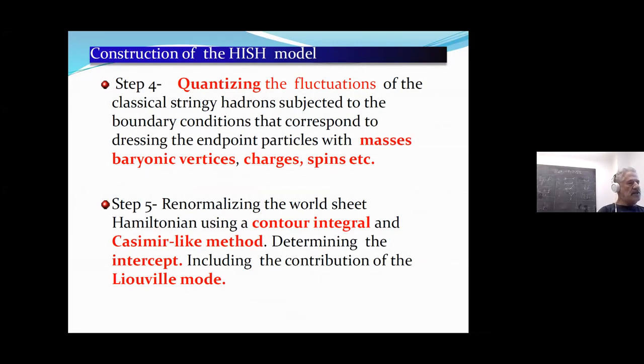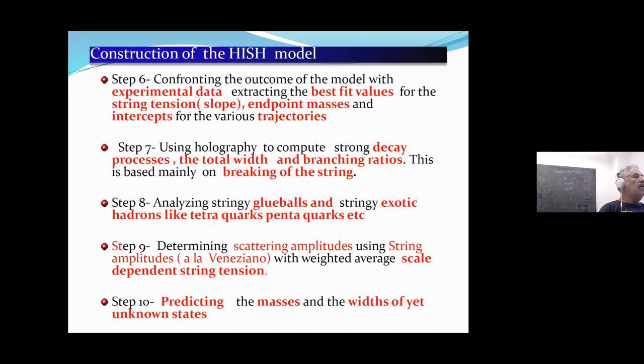Then step 5 is to perform a normalization of the worldsheet Hamiltonian, and this cannot be done using the zeta function. So we are using another method, using a contour integral and the Casimir-like method. In that way, we determine the intercept, including the contribution from the Liouville mode.